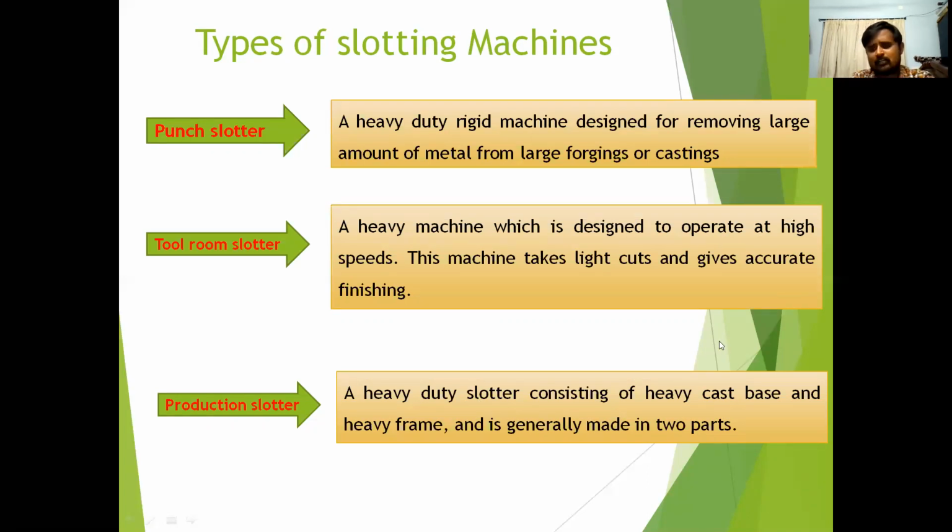So this is about the slotting machine. Now we'll see the definitions and formulas for the cutting speed, feed, depth of cut, and machining time calculations for the shaper, planer, and slotter, because all these come under the same category. In all these three machines, either the work table is reciprocating or the cutting tool is reciprocating. So we'll see the definitions and formulas for these terms.